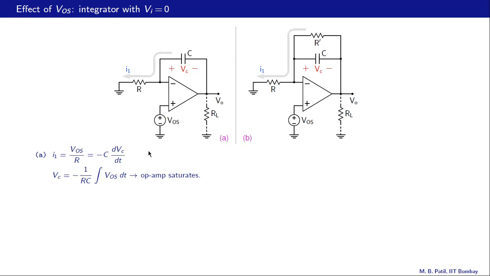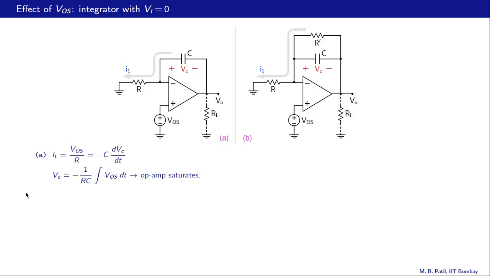Case A, the non-inverting input is at VOS, so therefore V minus is also equal to VOS. I1 is equal to VOS divided by R, and therefore this current is also equal to VOS by R, and that current is minus C dVc dt. So as we saw before, Vc is then minus 1 over RC integral VOS dt. Now this integral will keep rising if VOS is positive, or it will keep falling if VOS is negative. In either case, the op-amp will saturate, which is something that we definitely don't want.